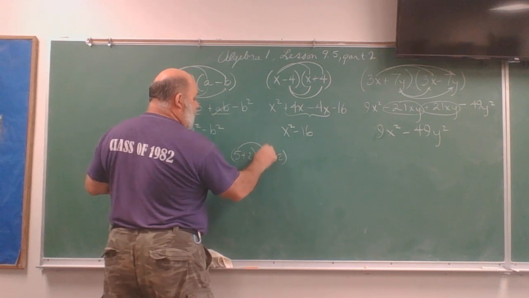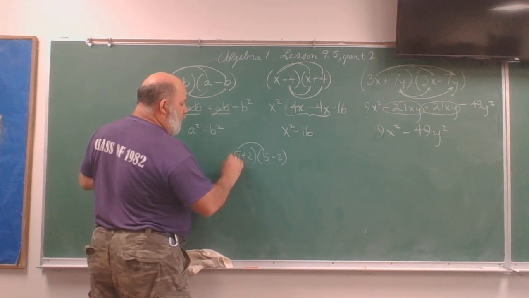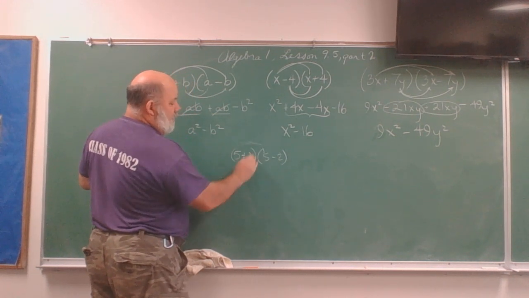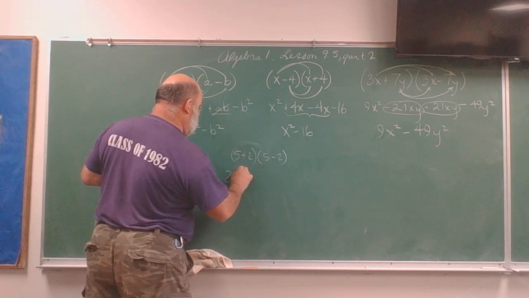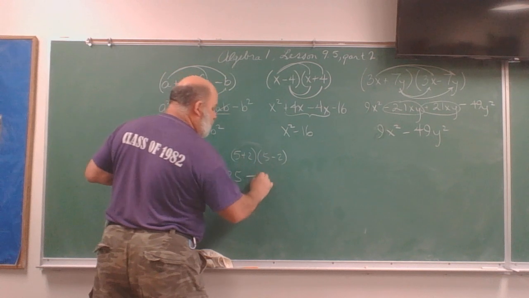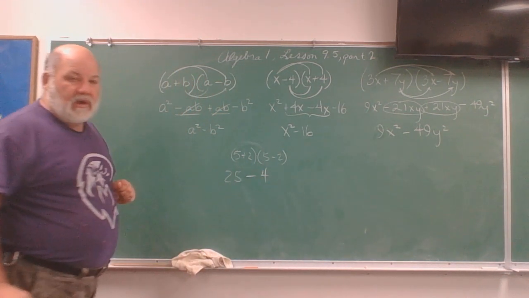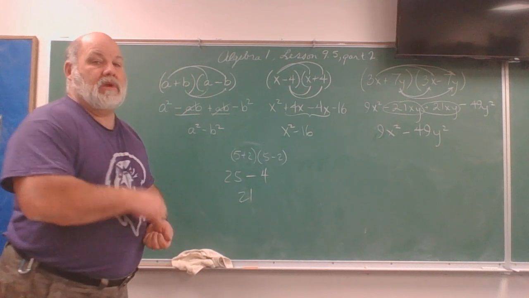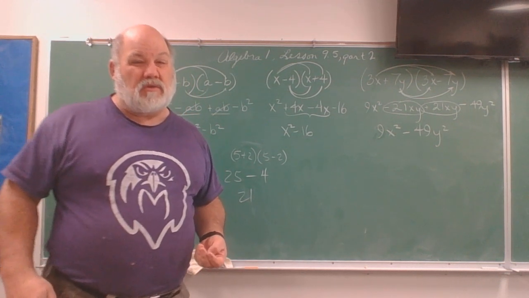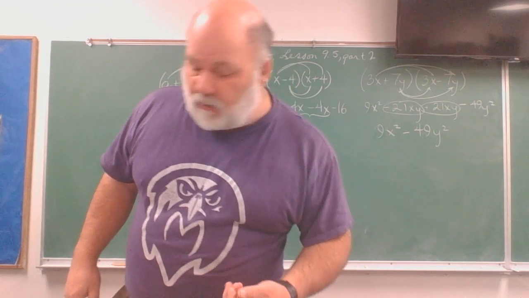We'll do 5 times 5. Well, actually, let's not do that. The conjugate, that's the FOIL method. The conjugate theorem says it's going to be the first one squared minus the second one squared. 25 minus 4. That gives me 21, which we saw a moment ago is true. We're only at about 7 minutes.